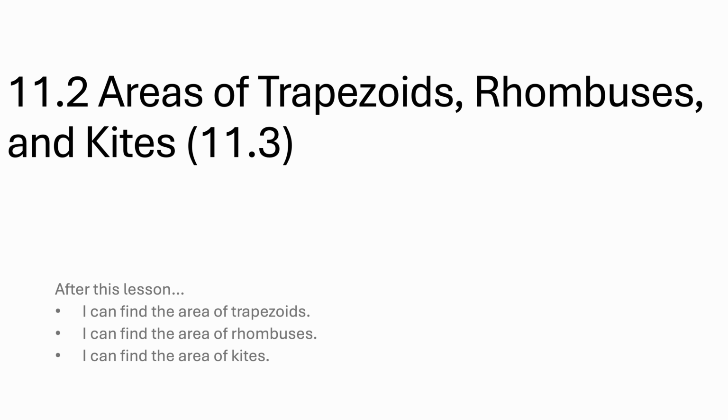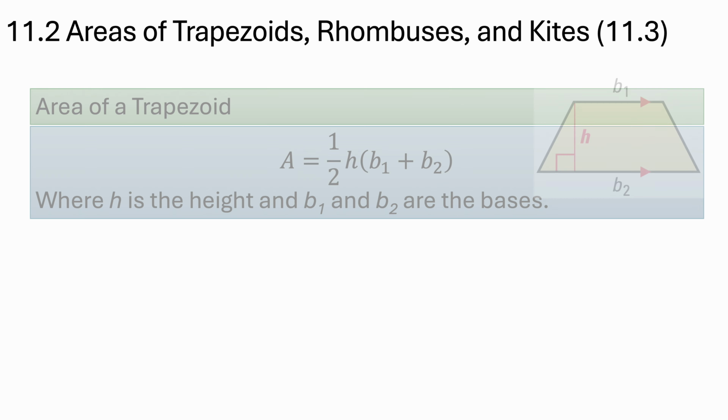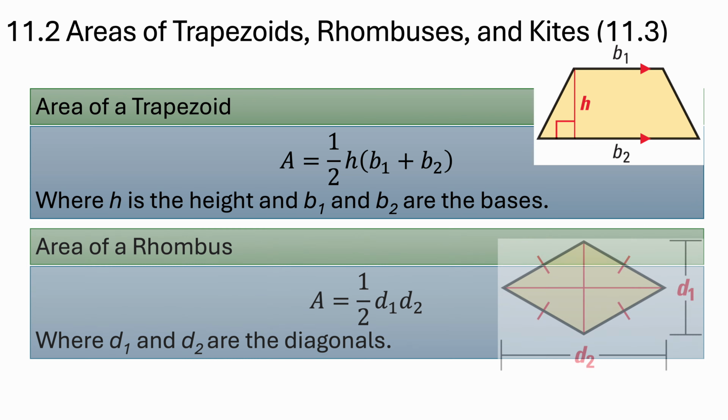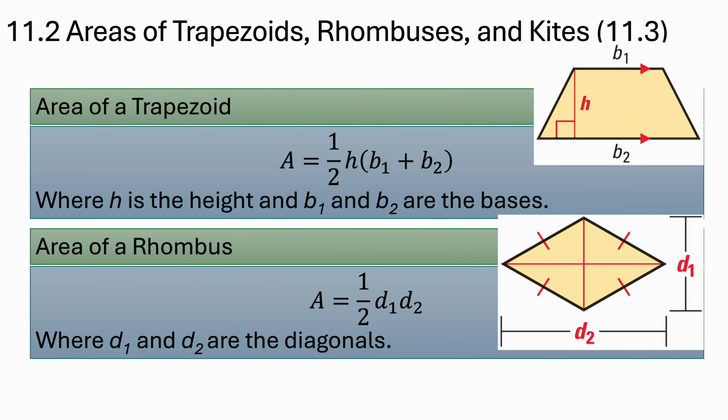Area of trapezoids, rhombuses, and kites. Area of a trapezoid is half height, height is this, into B1 plus B2. Those are the two bases which are there. And area of a rhombus is half D1 into D2. D1 is the first diagonal, D2 is the second diagonal. So this is the area of a rhombus, where you multiply the diagonals and divide by 2.